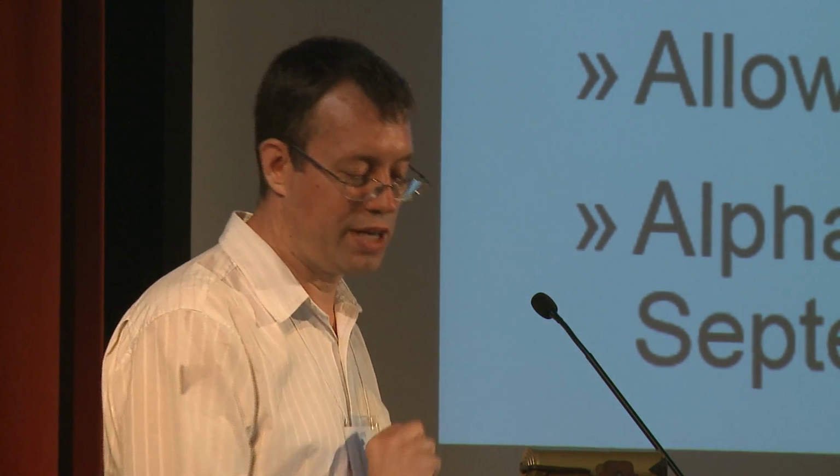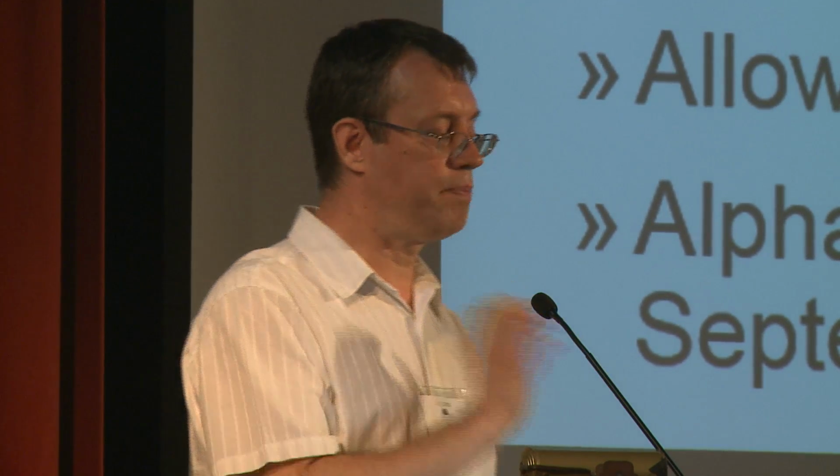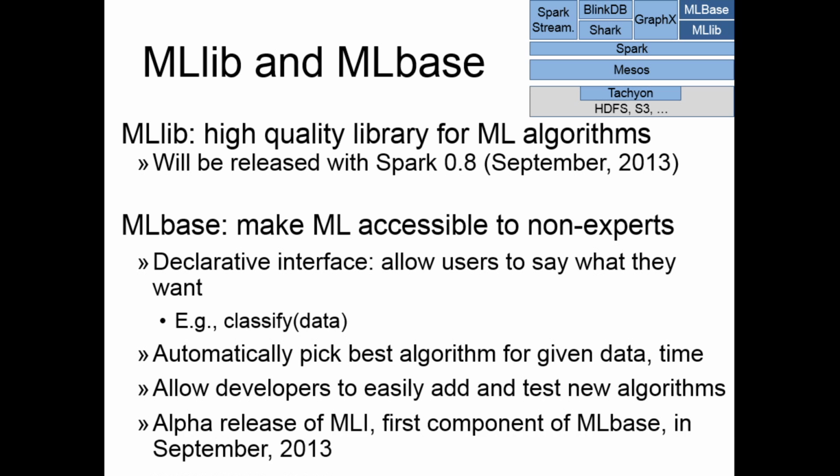Next to last, this will be one of the most important projects today in the AMPLab, and it will continue to remain very important. Actually, its importance will grow in the future. It's machine learning. We are going to very soon release MLlib, which is a high-quality library for machine learning algorithms.